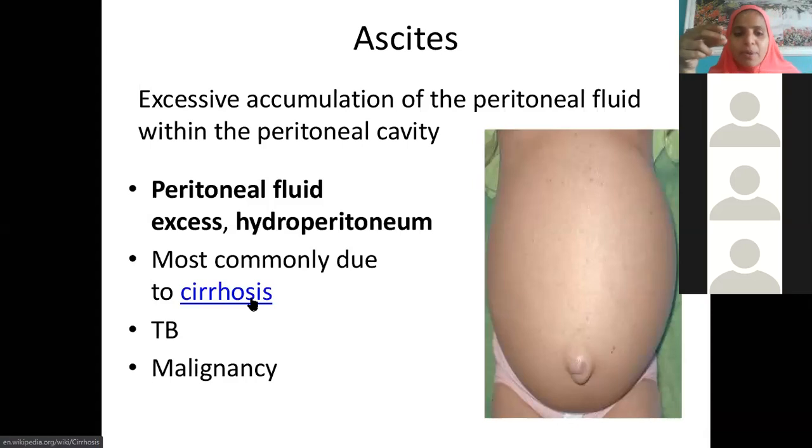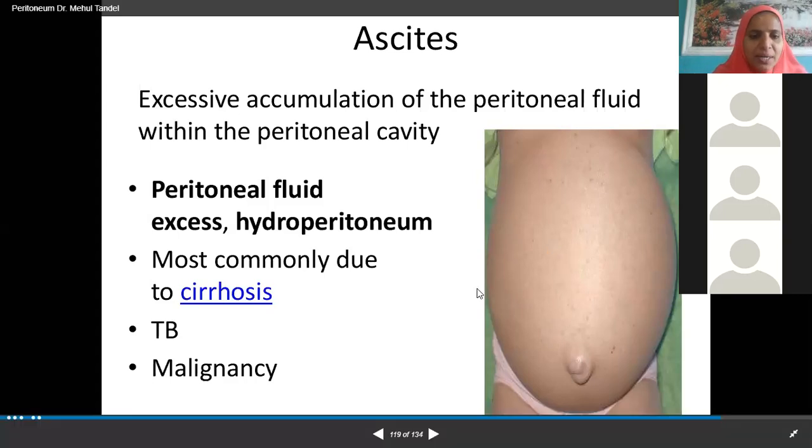Whenever plasma proteins are not there in the blood, osmotic pressure, oncotic pressure will not be maintained, because of which plasma leaks from the blood vessels and accumulates in the peritoneal cavity. So in cirrhosis you will find ascites, a full accumulation of fluid in the abdomen. In tuberculosis and cancers also we see a lot of accumulation of fluid in the peritoneal cavity.